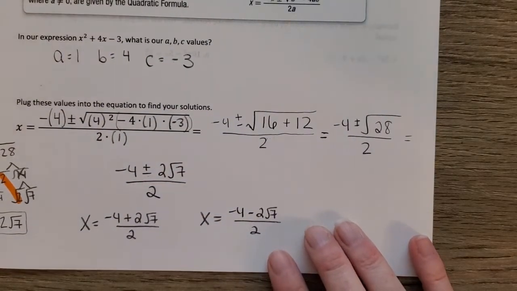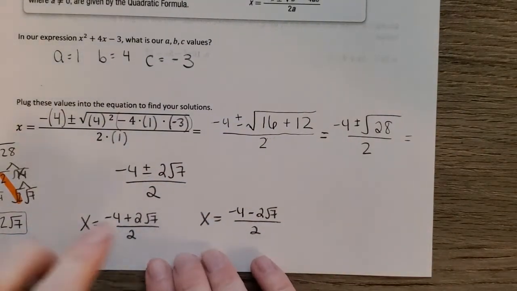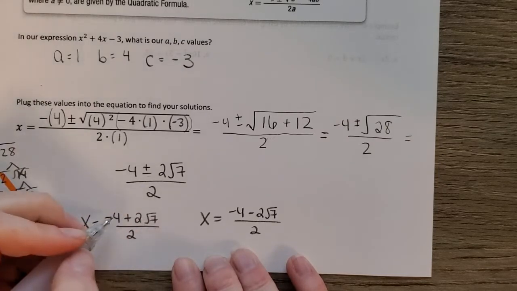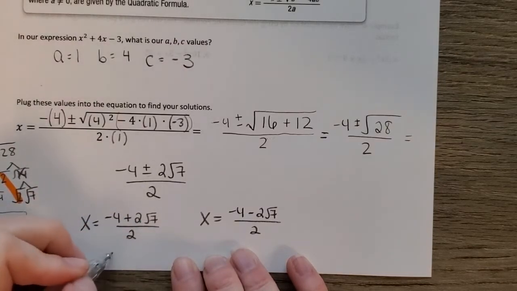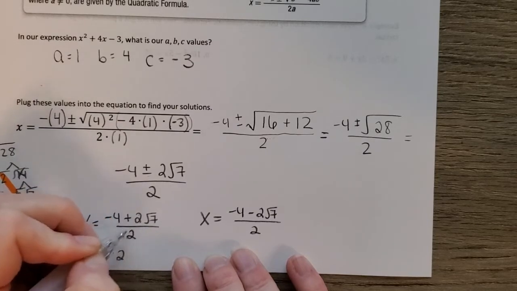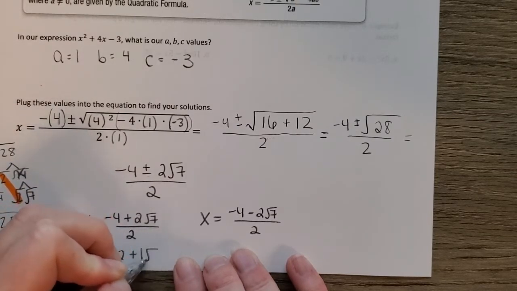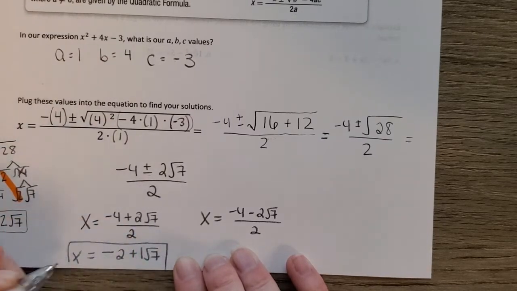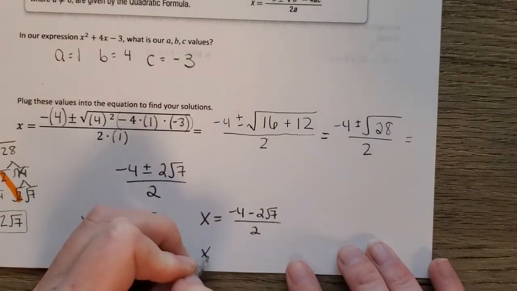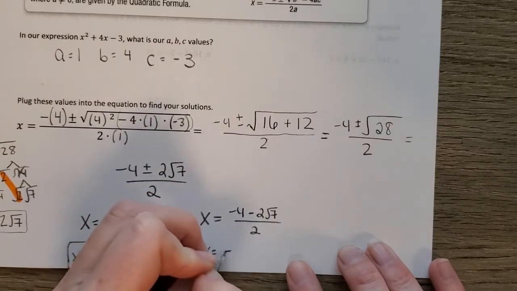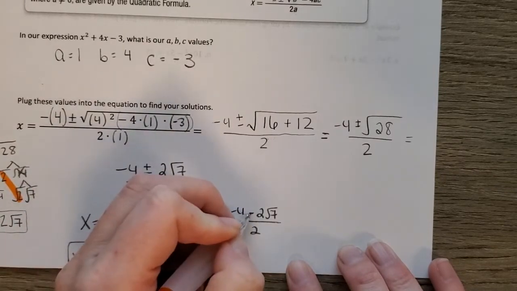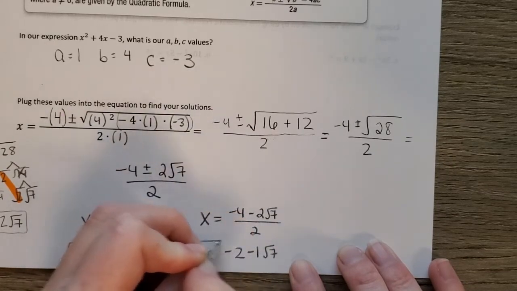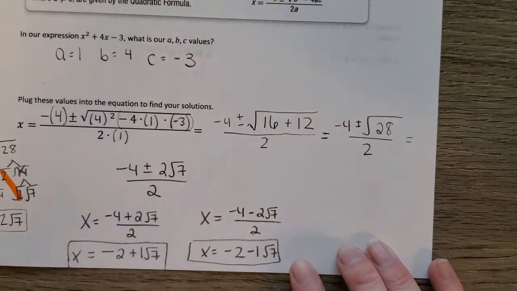So now the last thing to do is simplify. Because we're dividing by 2, 4 and 2 are both divisible by 2, we're going to do this. -4 divided by 2 is -2. 2 divided by 2 is 1 root 7. So that's the first answer. We know there's always two answers. The second answer, x equals negative 4 divided by 2 is negative 2. Negative 2 divided by 2 is negative 1 root 7. And we have our two answers.